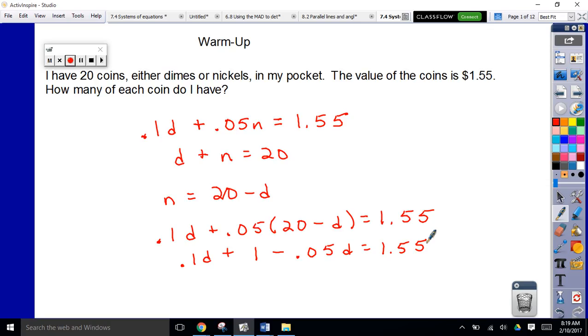Okay, so you get, you're just taking 1 dime minus, yeah, essentially you're taking 1 dime minus 1 nickel if we have a nickel left. Okay, 0.05d plus 1 equals 1.55. Okay, now what? Okay, good. We end up with 0.05d equals 0.55, good. And so d equals 11.